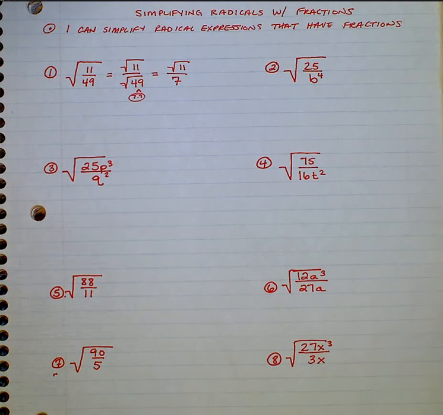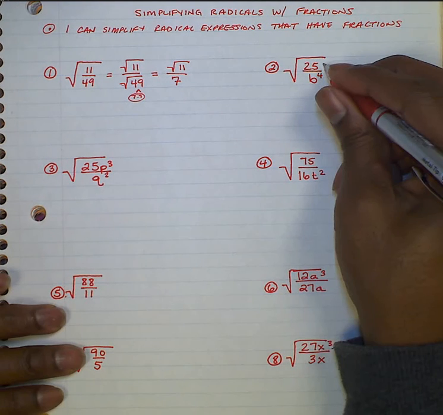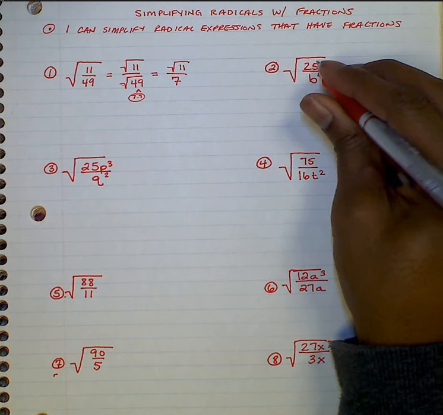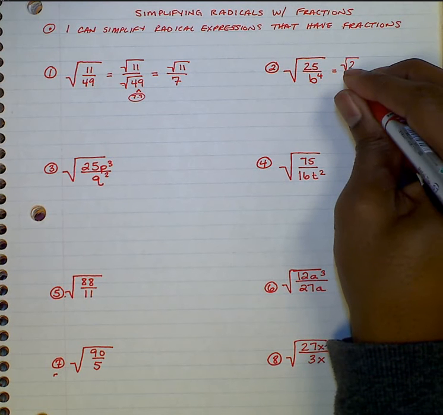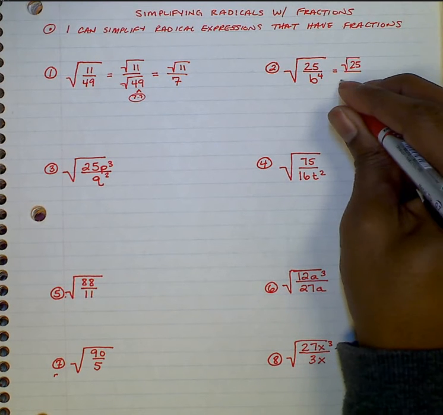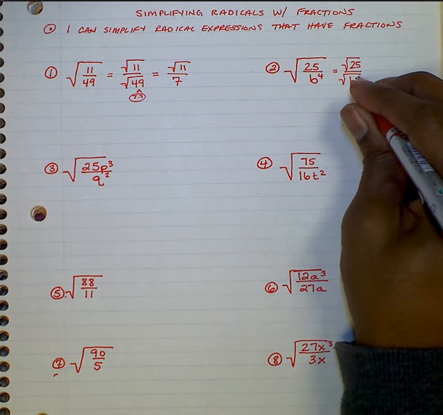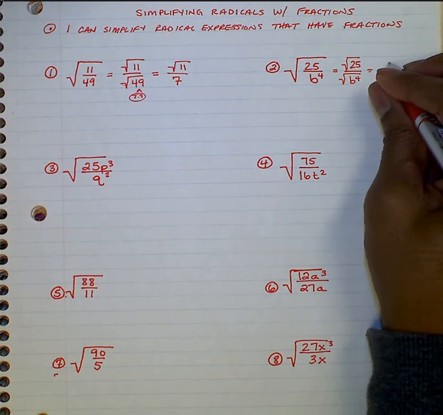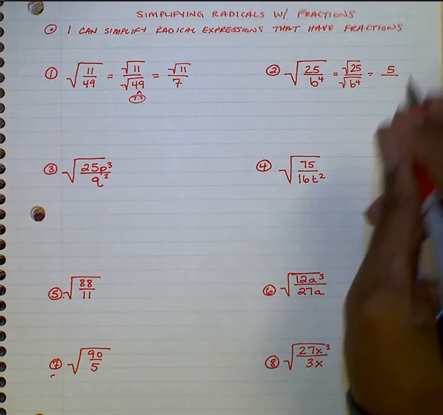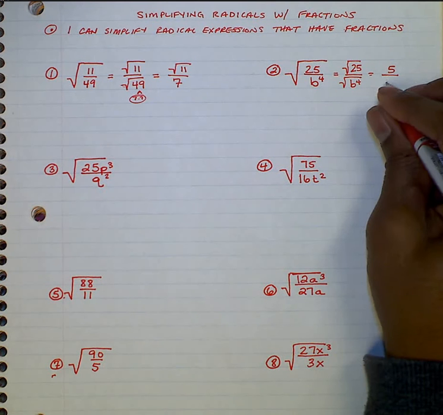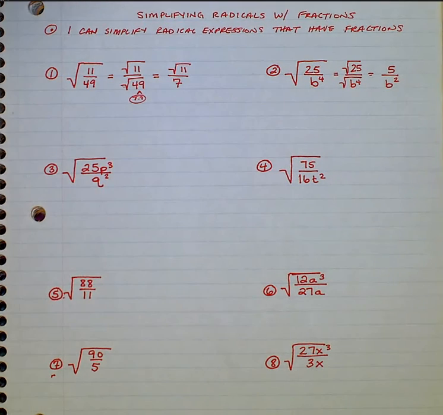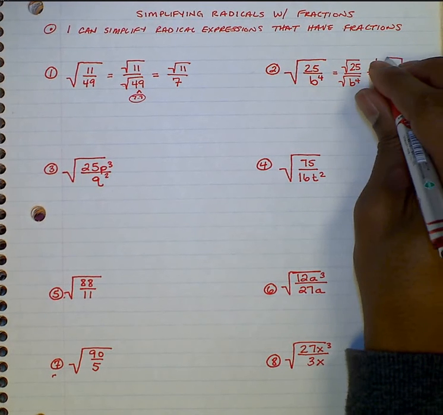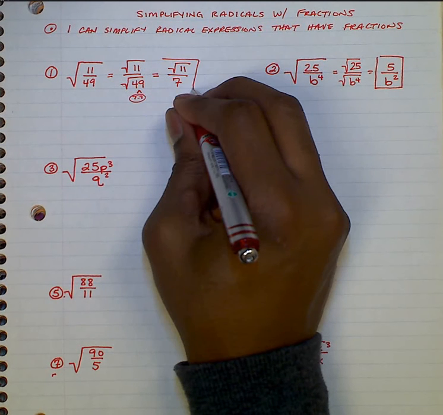Alright, so number 2, we'll look at the same thing. Now we have radical 25 over b to the 4th. No simplifying these together, so I'm going to separate them. I have radical 25 over radical b to the 4th. Radical 25, that's 5 times 5. Radical 25 is 5. Radical b to the 4th is b squared. Two pairs of b's there. Okay, and so here's my answer. Got those answers for those two.